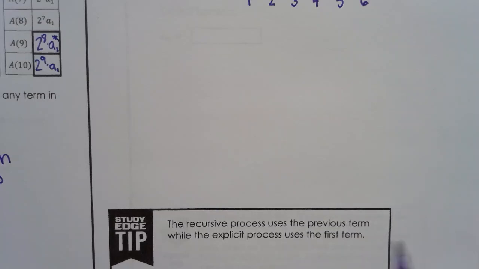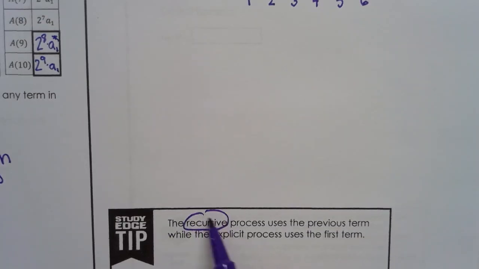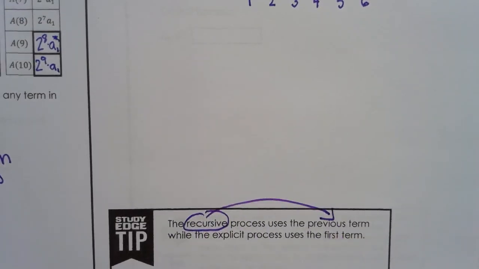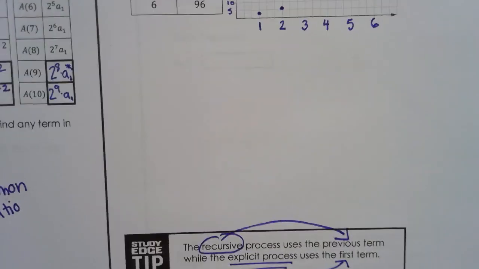Down here at the bottom, the recursive process uses the previous term. That's important. Recursive uses the previous term, where the explicit process always goes back to the first term. Recursive is previous, and explicit is the first term. Continuing on, let's practice.